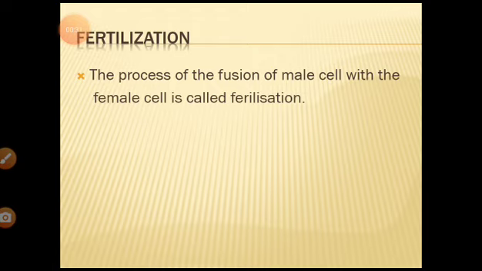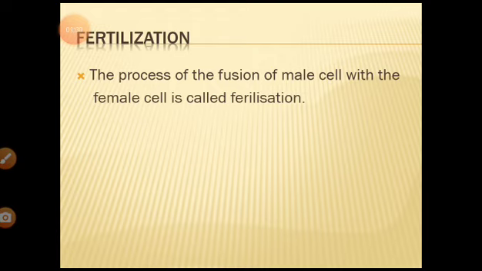The topic is fertilization. I told you in the previous video that there are two processes in the flower: the first process is called pollination and the other one is called fertilization. We studied pollination in the previous video. What is pollination? When the pollen grains reach the stigma, that process is called pollination. So today we are starting from fertilization.